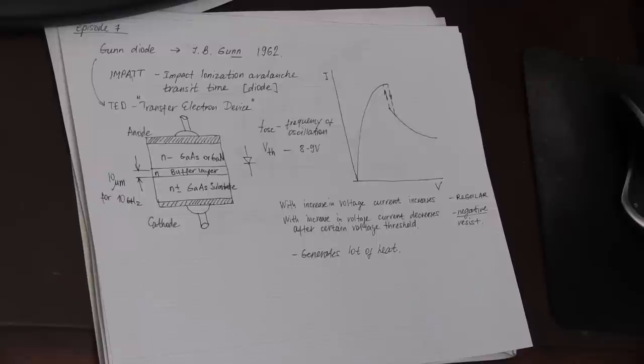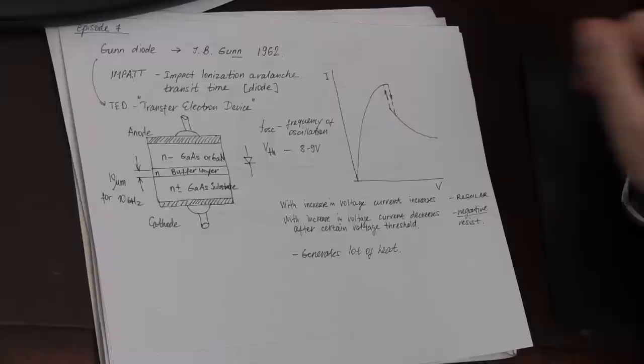I was reading on one of the forums or blogs about negative resistance devices or Gunn diodes. They just call them diodes, they're not really diodes, but I'll talk about this later. So what is a Gunn diode?